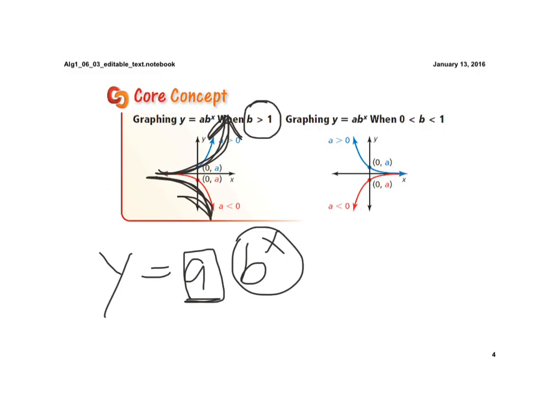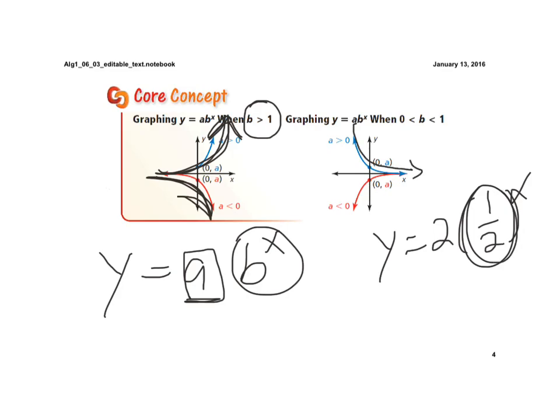Now, if b is a fraction, meaning y equals, say, 2 times 1/2 to the x, then it's a decreasing function like this. We call this one an increasing function, because as we move to the right, it's increasing. And this one we call a decreasing function, because as we move to the right, the line is going downwards.